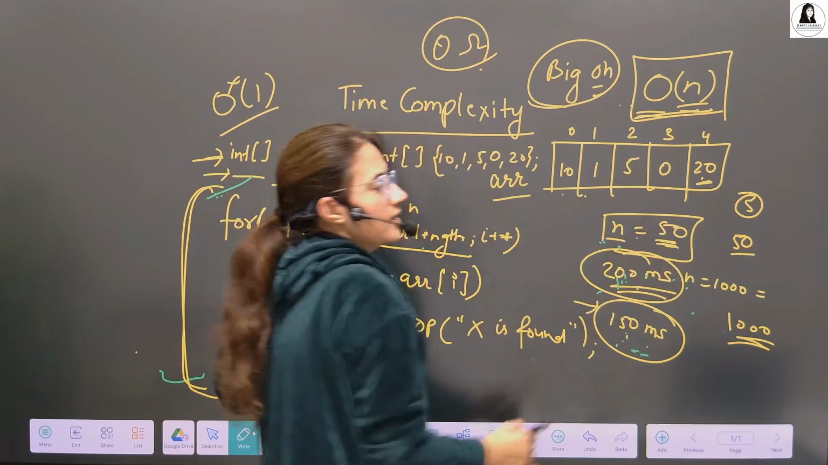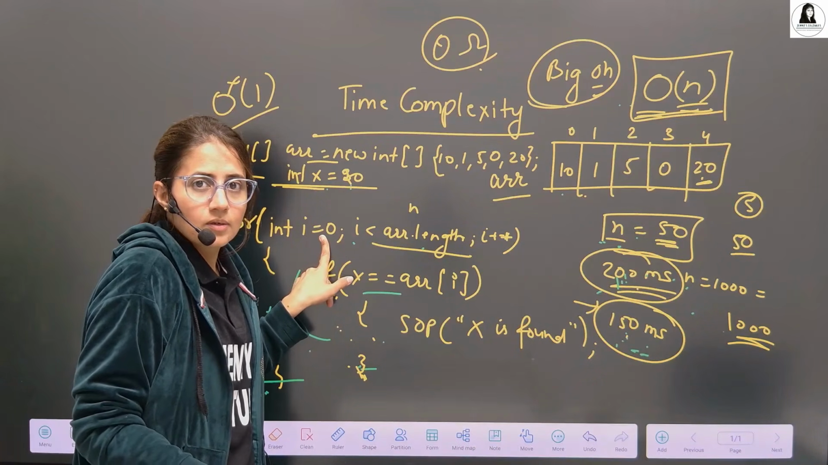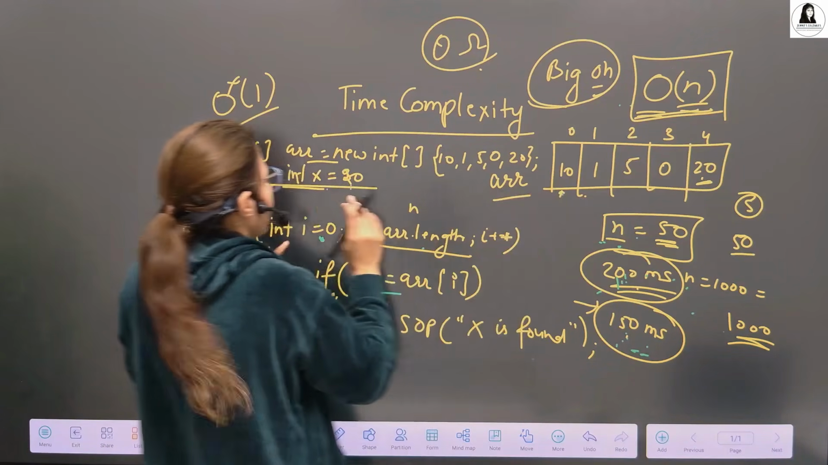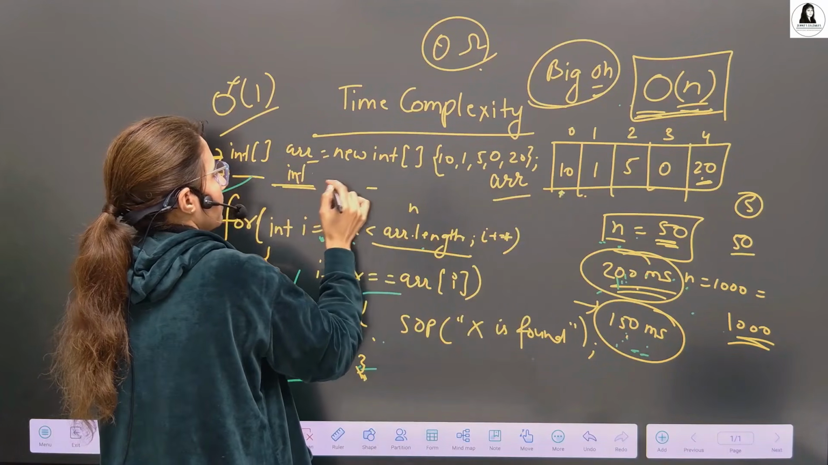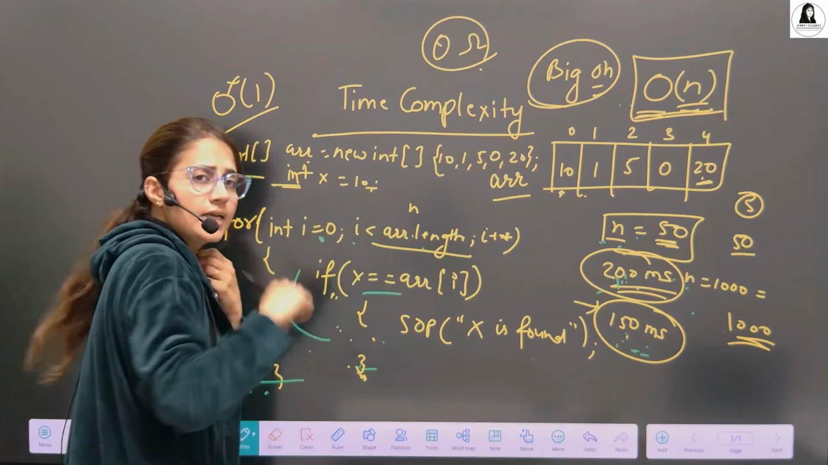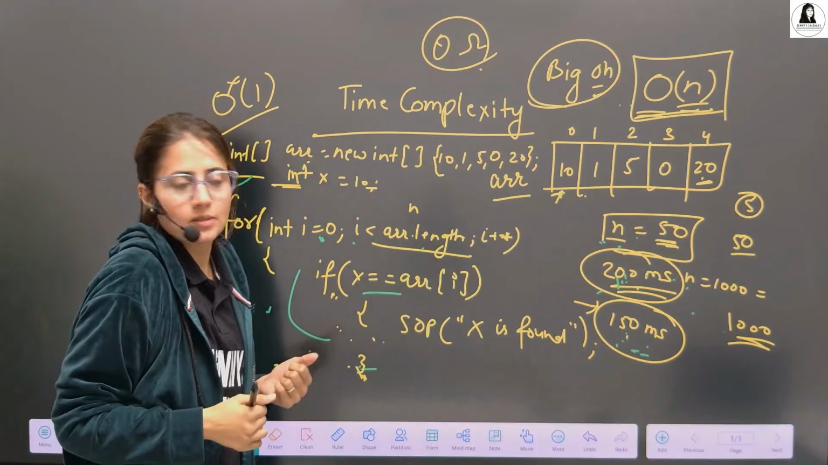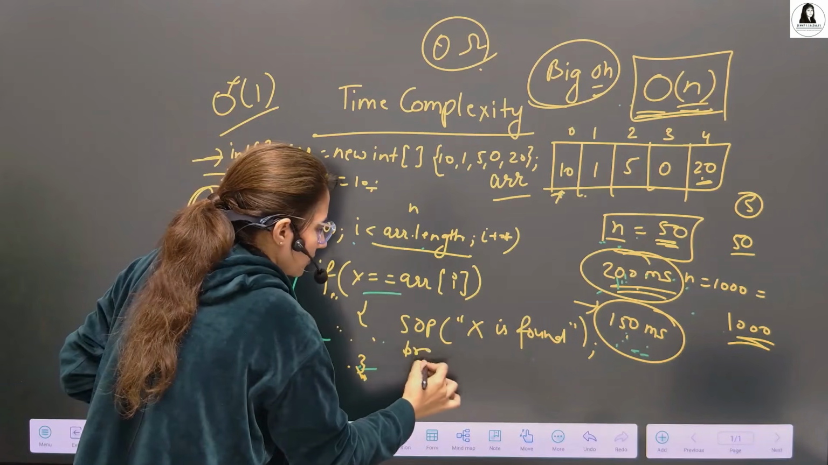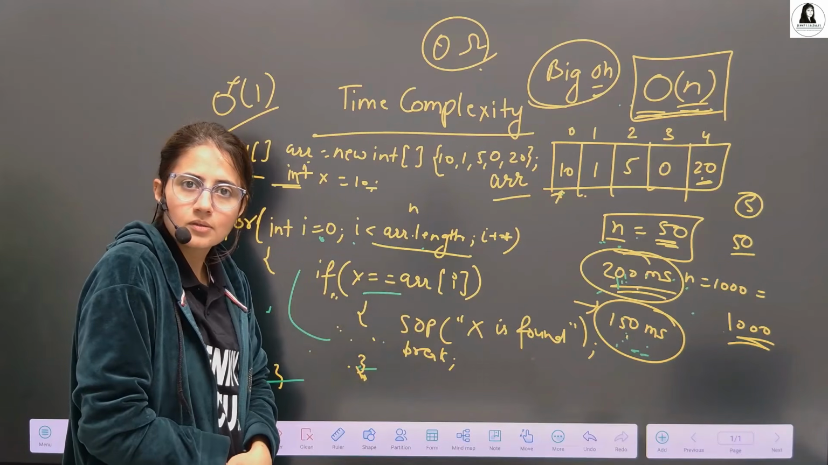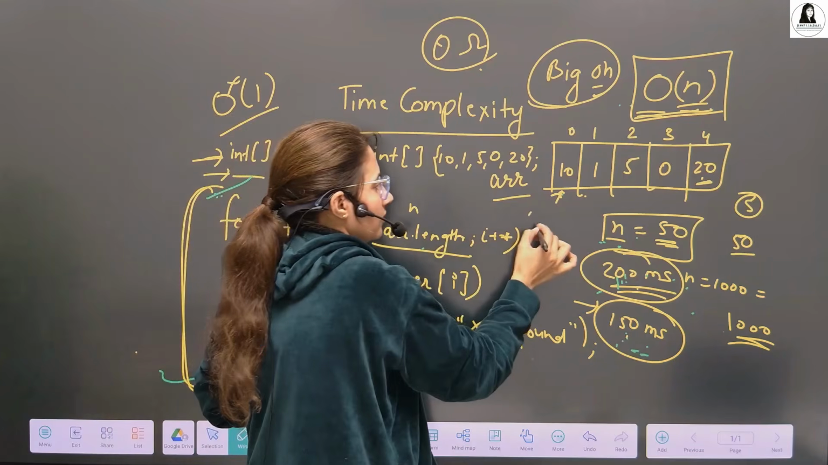Worst case means the element is at the last position, or maybe the element is not present. That is also the worst case. So it's order of n. Maybe sometimes you say, ma'am, suppose x here is 10. In that case, we just compare with the first one, you get the element and that's it. Suppose we write break here, so you break. There is only one comparison. So in that case, it's order of 1.